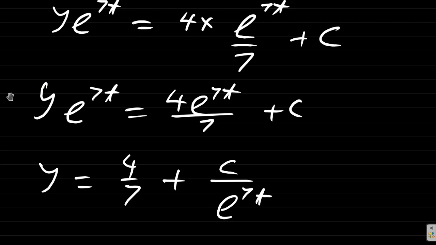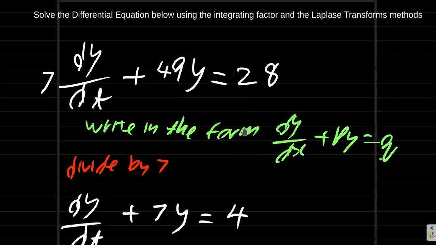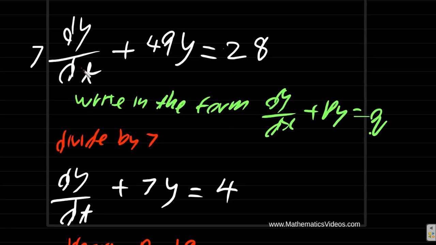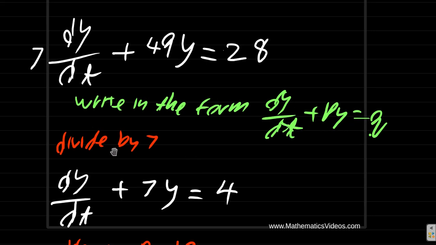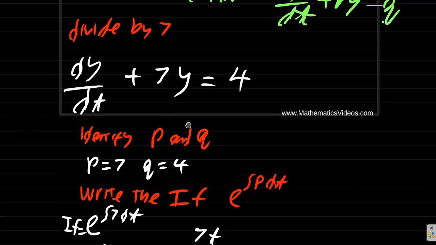Alright, so let's review it. So here we have 7 dy by dt plus 49y equal 28. Good. We need to write it in the form dy by dx, I'll put dx there, but it should be dt: dy by dt plus py equal q. So we divide by 7, we get dy by dt plus 7y equal 4.